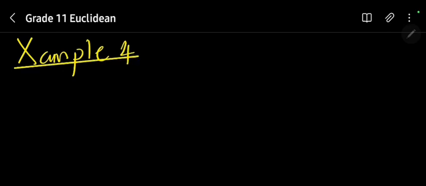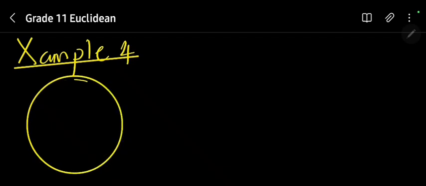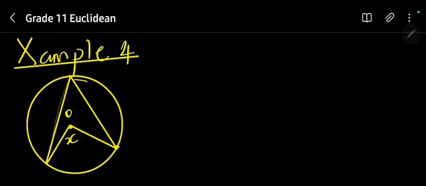Example 4. We have another circle there, and here is our center O. Two lines emanate from the center going to the circumference and form angle X there. Then from the circumference they go to a common point, and we are given that the angle there is 62 degrees. We are asked to calculate X. What is X? It's simple, guys.